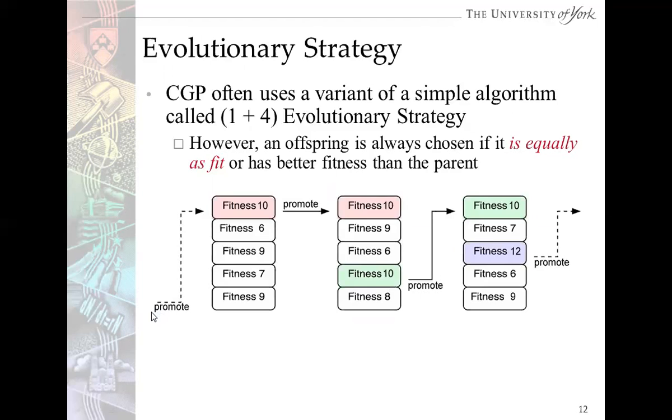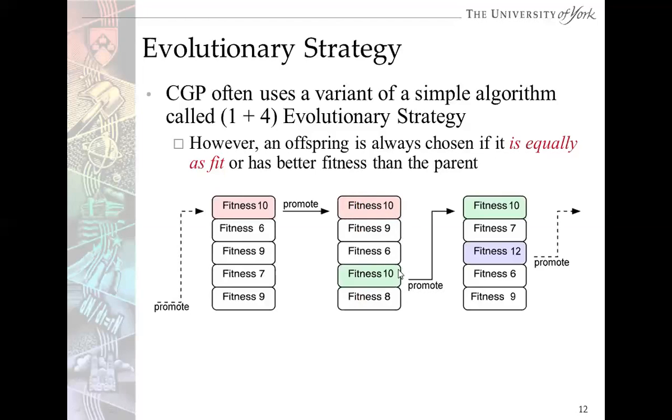And then you have to find the fittest genotype, and you call that the parent. So here we can see that this genotype has fitness 10. I'm assuming we're trying to maximize the fitness. So this is the parent. This gets promoted immediately to the next generation. And then the other members of that population are mutated versions of the genotype which has fitness 10.